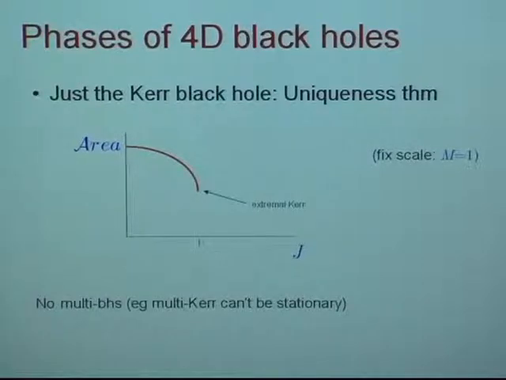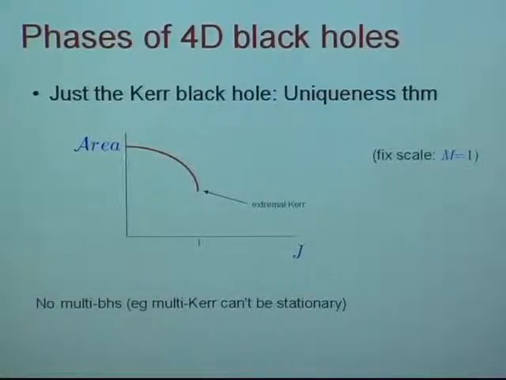Now, in classical general relativity, we can always fix a scale arbitrarily, and in this talk I'll always fix the scale by fixing the mass to be equal to 1. So if we fix the mass to 1, then we have another control parameter, which is the angular momentum, and then what I do is plot the horizon area as a function of the angular momentum.